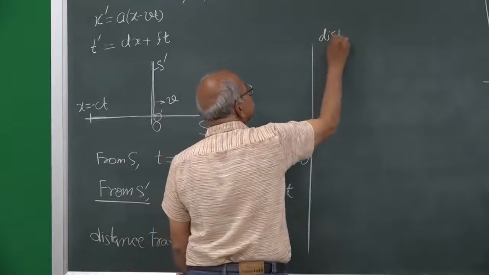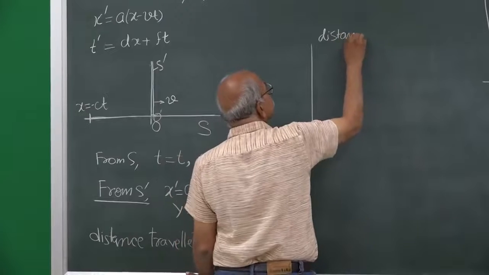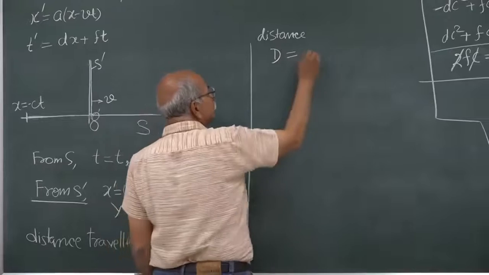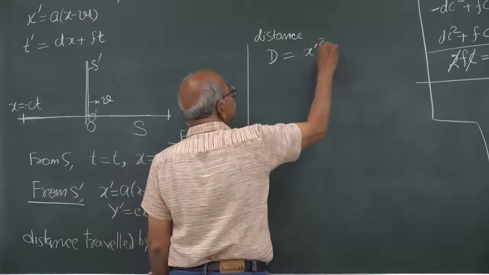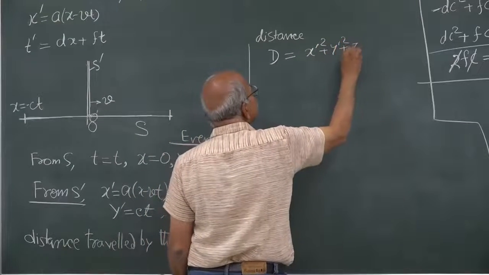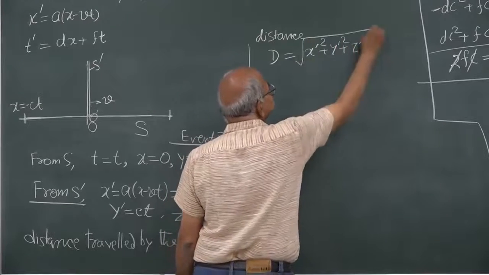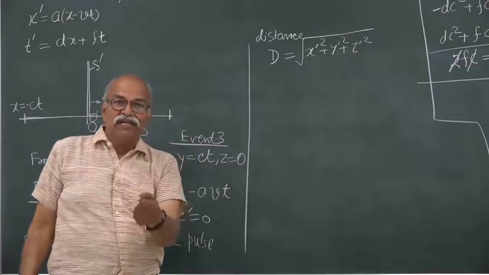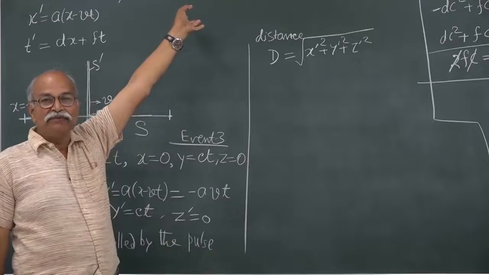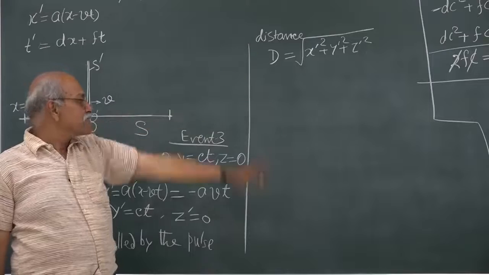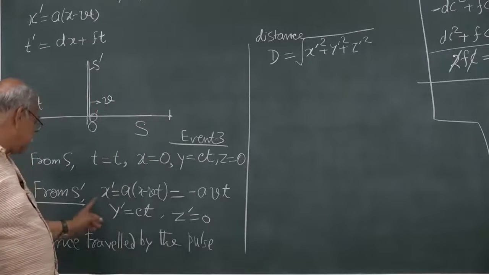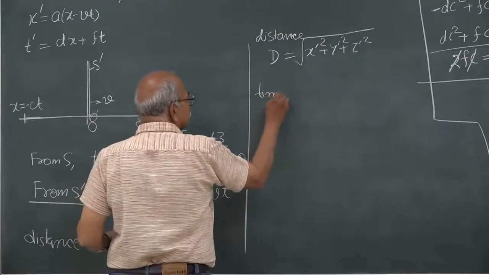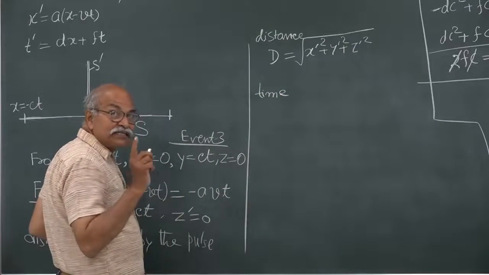if I call this distance capital D, the distance will be the square root of x prime square plus y prime square plus z prime square. Because it originated at the origin O prime and then it is reaching x prime, y prime, z prime. So, this is the distance covered, and time, time at t prime equal to 0 it originated, remember.